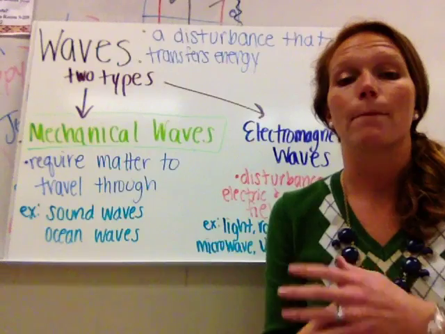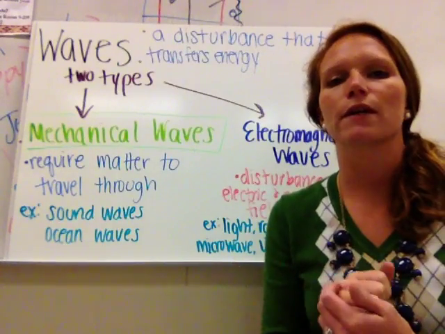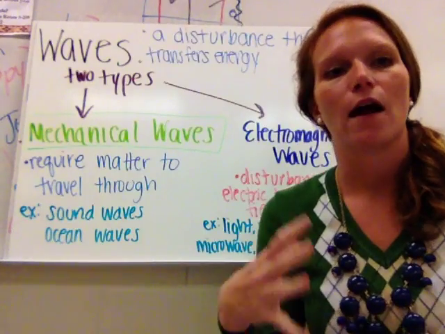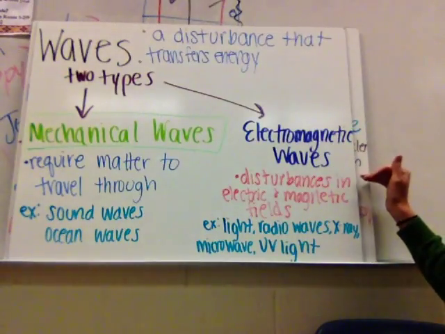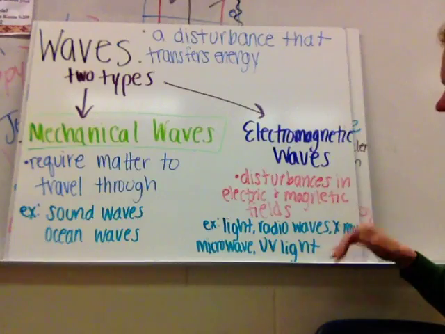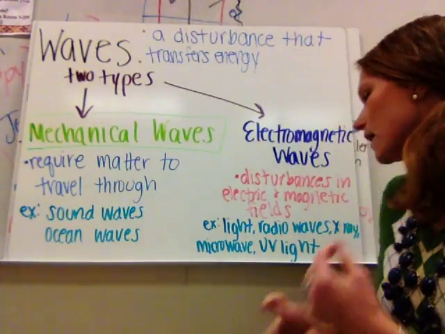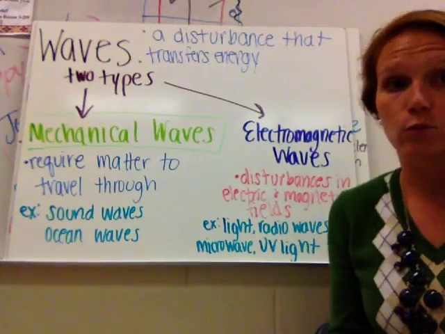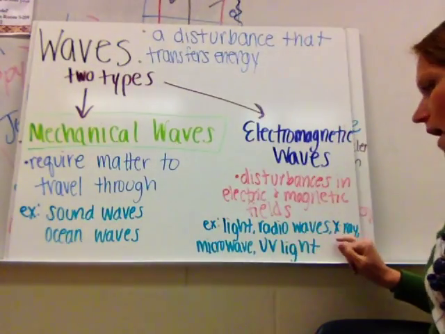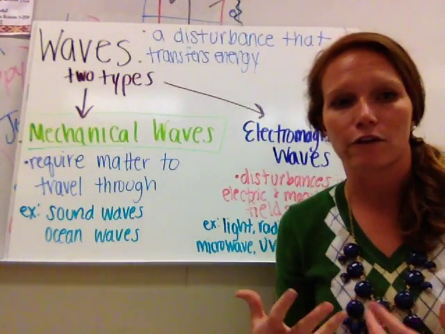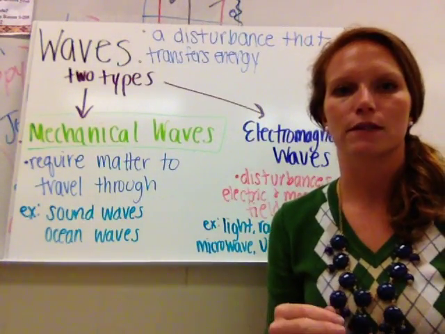Electromagnetic waves take up about a third of this unit, so we're going to explore those in depth in a little bit, but I wanted to let you know that they were there and what they were. They are disturbances in electric and magnetic fields, and some examples of these are light, like visible light that you can see, radio waves, the waves that make your radio station, X-rays, microwaves, and UV light. So microwaves like you cook your food with, UV light comes from the sun.